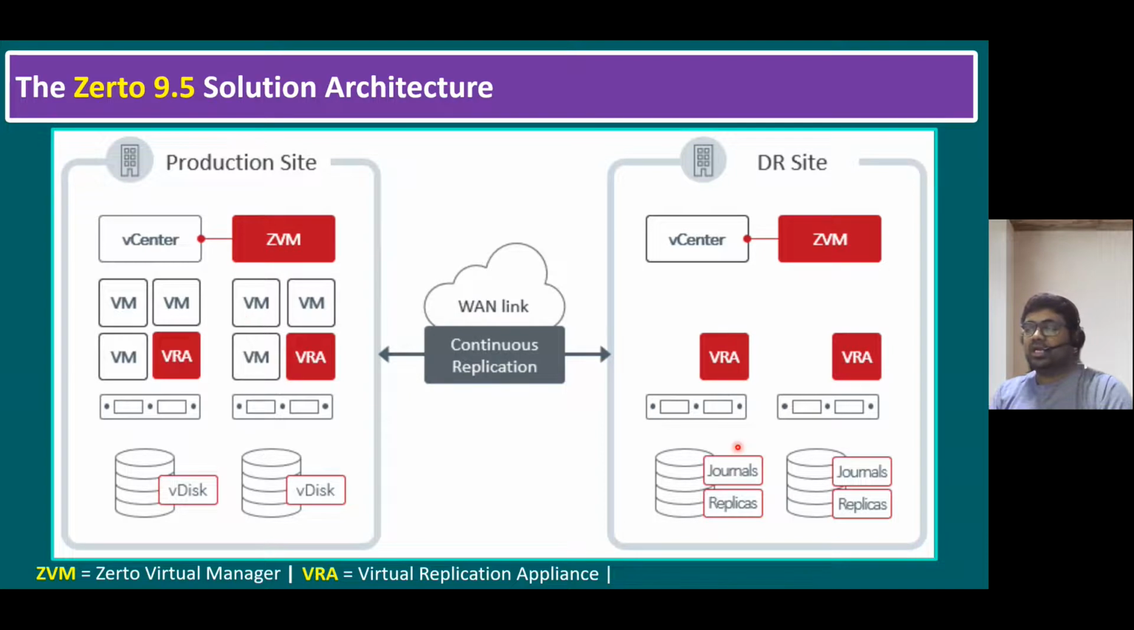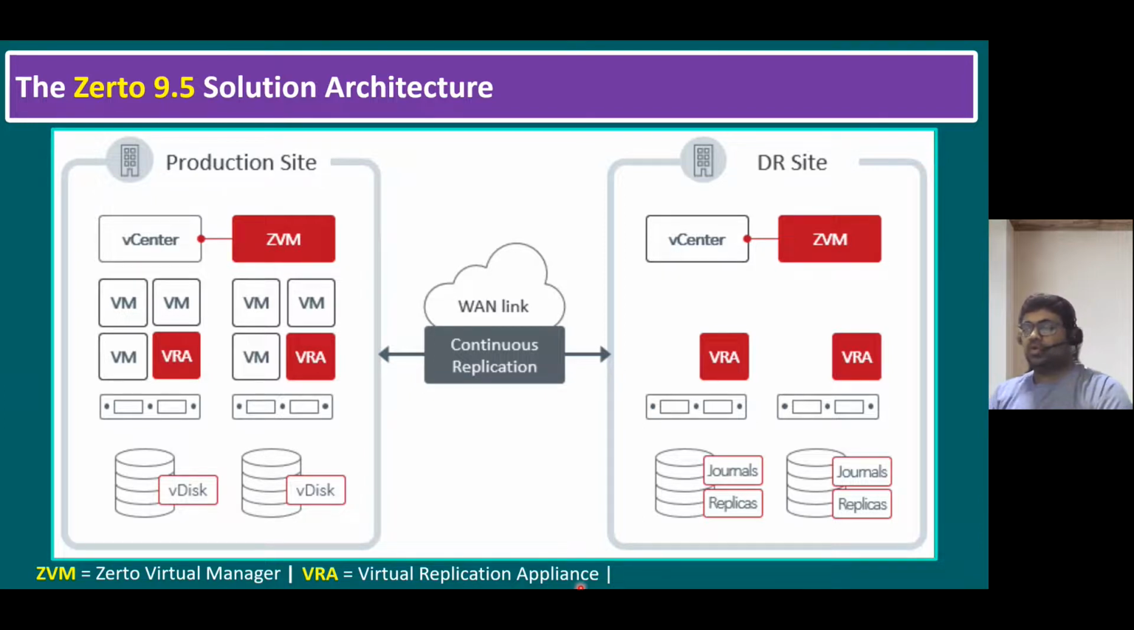But when you use a journal mechanism and enable the continuous replication option, even if your issue started at 8 a.m. in the morning, until 7:50 a.m. data is continuously and successfully replicated to the DR site. So we can recover that healthy-state checkpoint. That means the data loss will be very minimal. That is the importance of Zerto 9.5 solution architecture. And as I mentioned, ZVM means Zerto Virtual Manager and VRA means Virtual Replication Appliance.